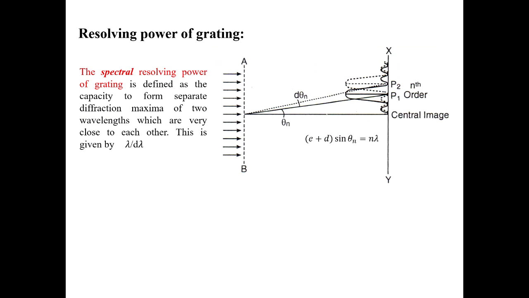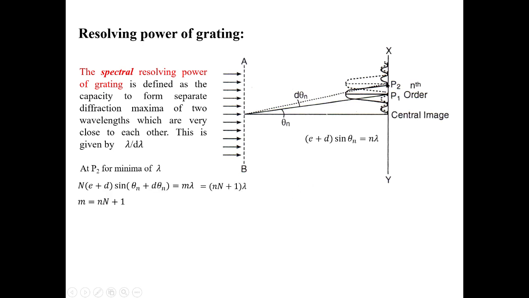To find the resolving power of the grating, we will use the Rayleigh criterion. In this picture, at point P1, the maxima of wavelength lambda is formed, and at P2 the minima of this wavelength is formed. At point P2 the maxima of another wavelength, lambda plus d lambda, is also formed. So this is under the Rayleigh criterion.